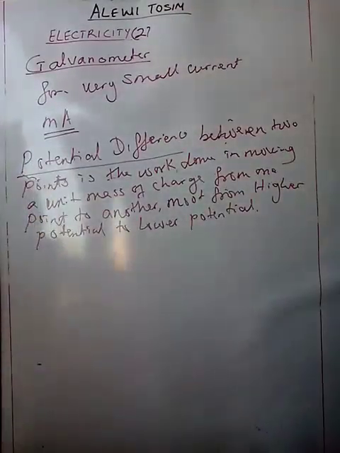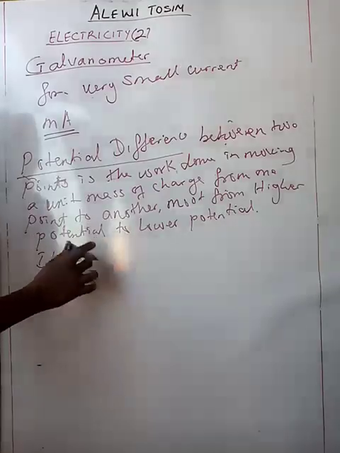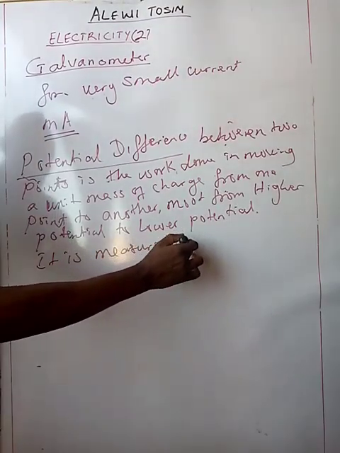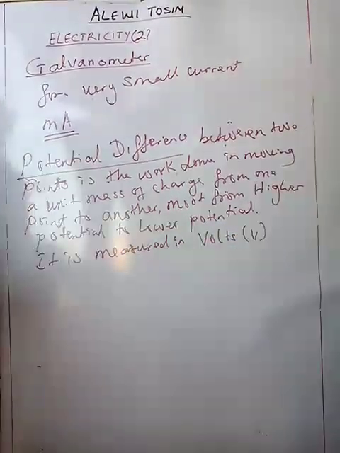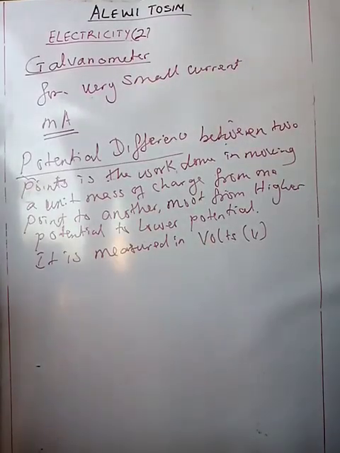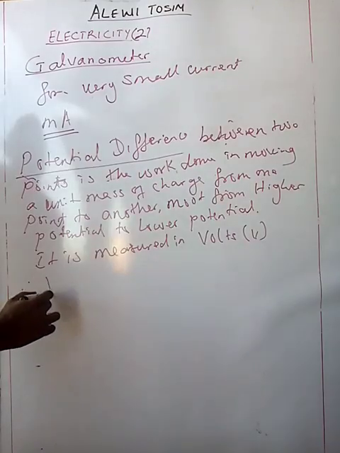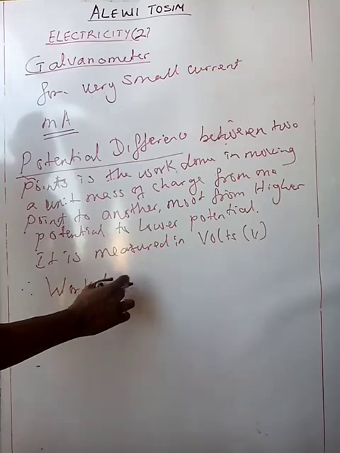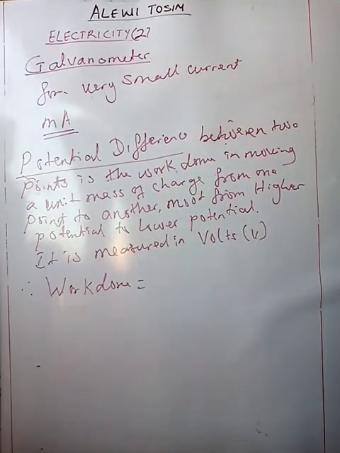Now, potential difference is measured in volts. That's V. Potential difference is measured in volts. And we can say that work done in moving a unit mass of charge from one point to another is given as what?